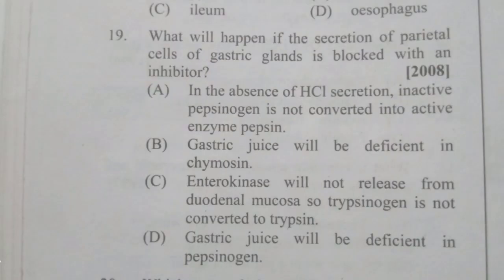Okay, our next question is an easy one. What will happen if the secretion of parietal cells of gastric glands is blocked with an inhibitor? So our correct answer is obviously A. In absence of HCl, pepsinogen is not converted into pepsin.